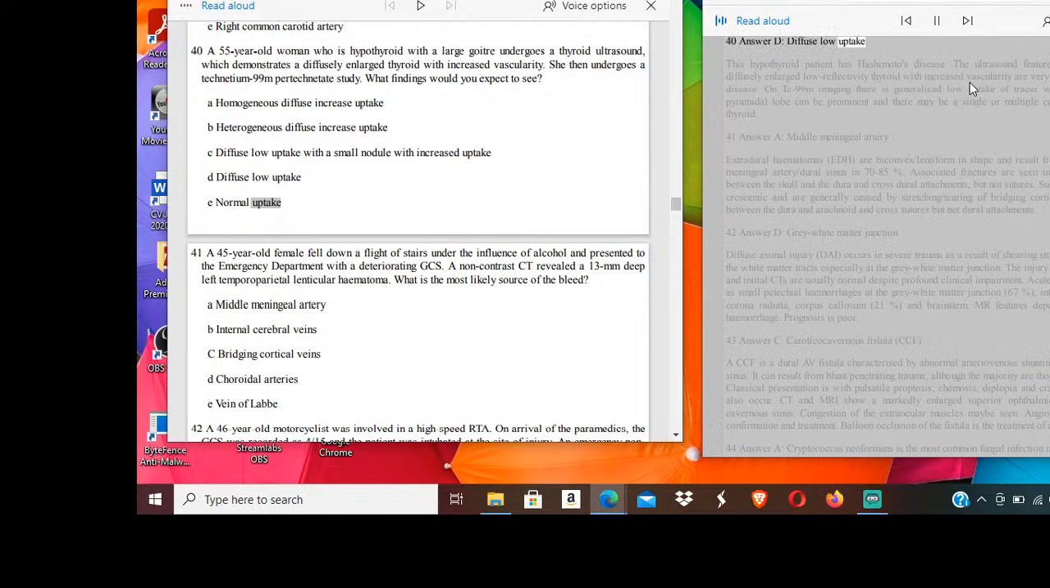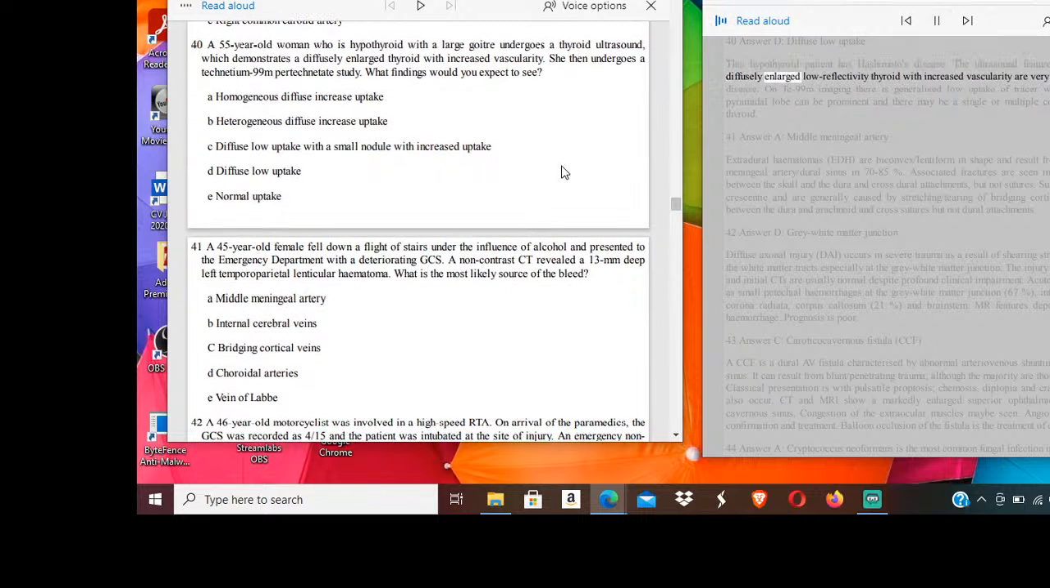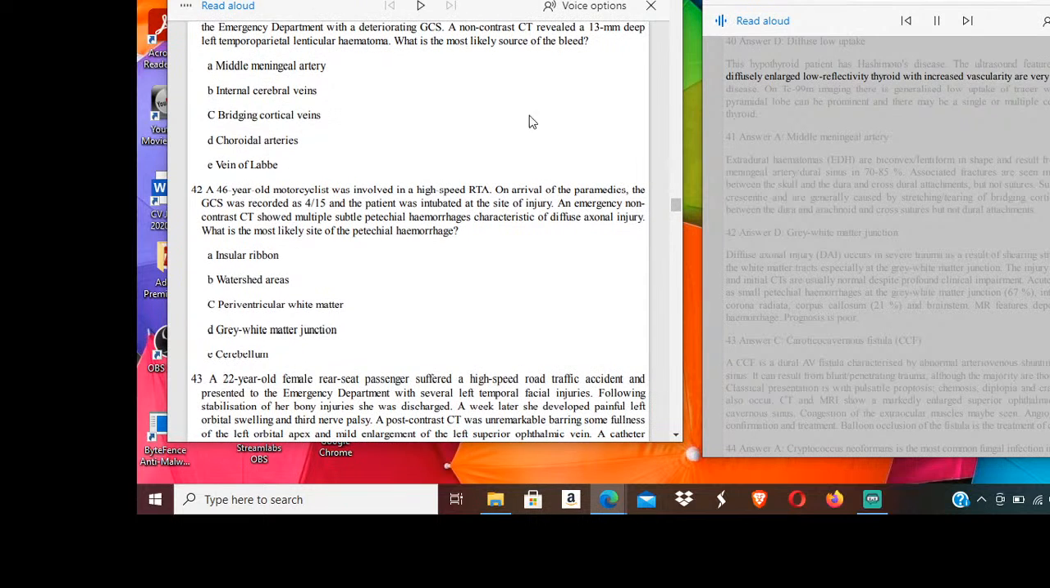40. Answer D, diffuse low uptake. This hypothyroid patient has Hashimoto's disease. The ultrasound features of a heterogeneous diffusely enlarged low reflectivity thyroid with increased vascularity are very typical of Hashimoto's disease.